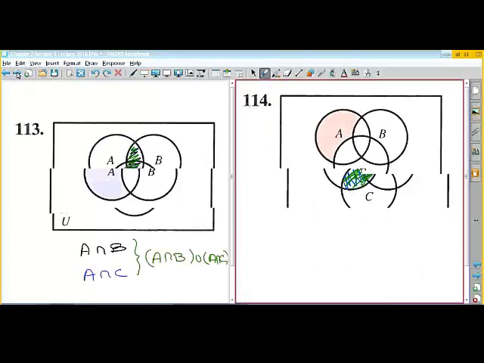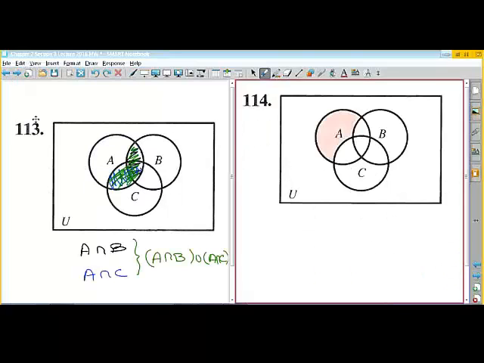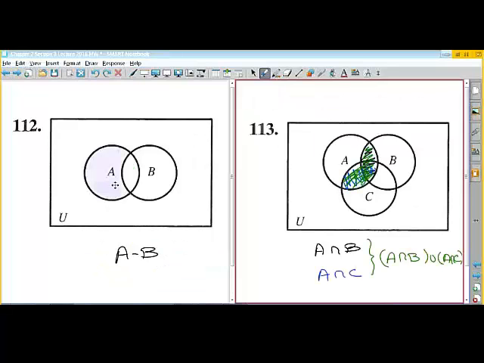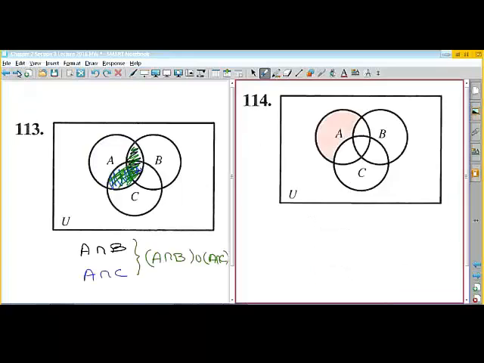Okay, let's see what I got here. Now this one, if you think about it, is very similar to this. This is A minus B. So what do you think this little sliver is?